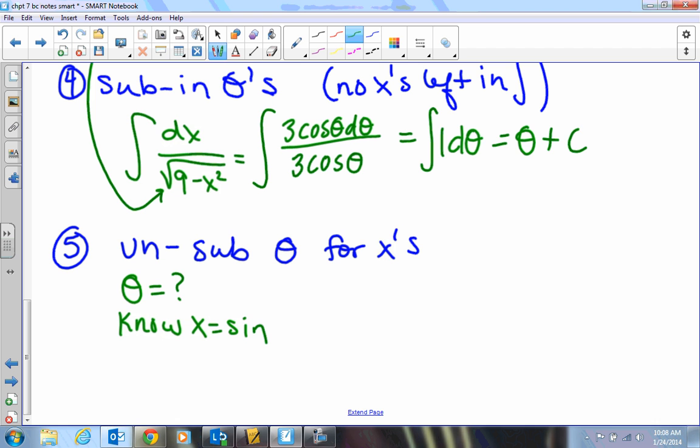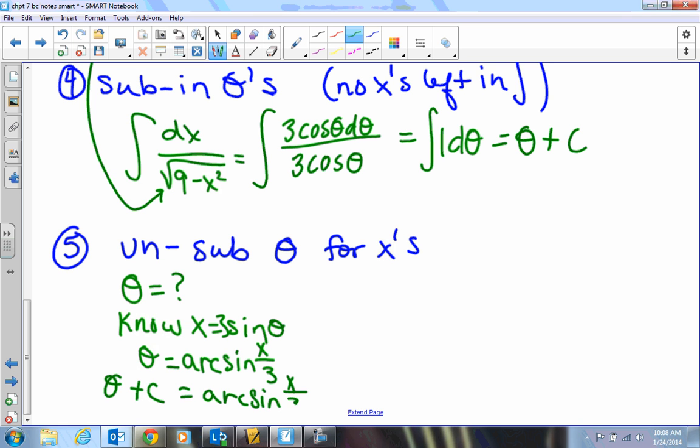Or was it 3 sine theta? Okay. So theta is going to equal arc sine of x over 3. So theta plus c will be arc sine of x over 3 plus c. And is that what we knew it should be? Actually, yes.